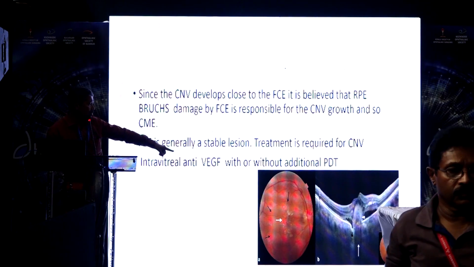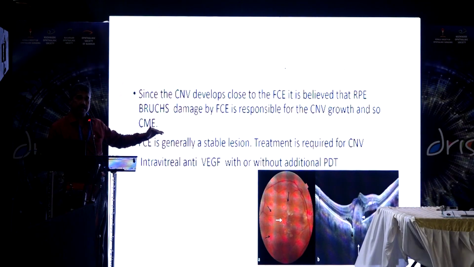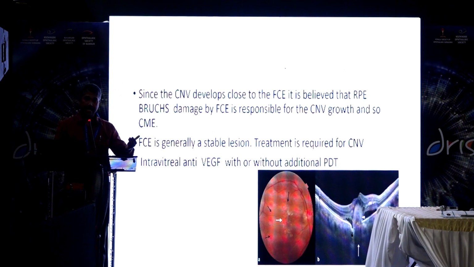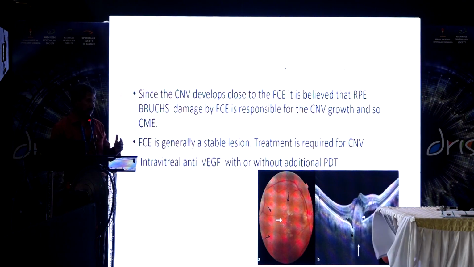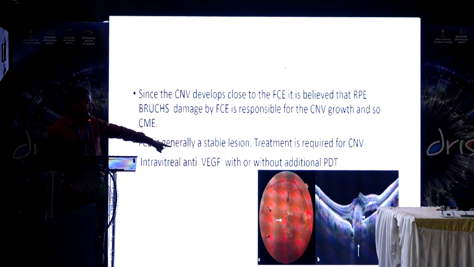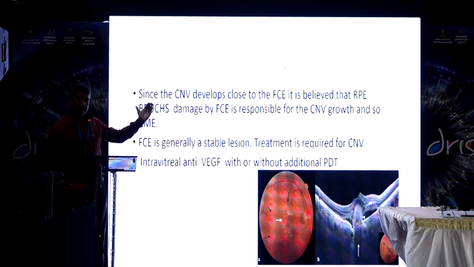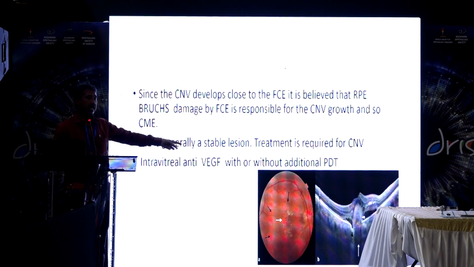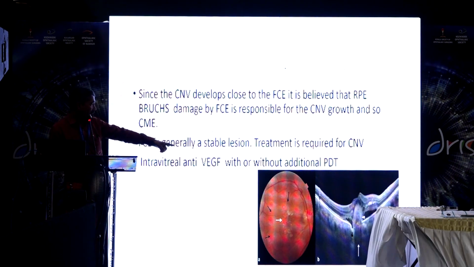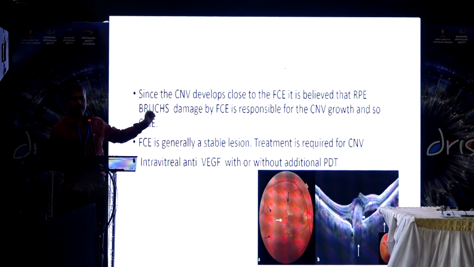Later, the pachychoroidal vessels there will leak. So in the later phases of the ICG angiogram, you will see leak. Initially you will see hypo, later you will see hyper. This choroidal excavation actually causes damage to the Bruch's membrane and the RPE layer. So when you do FFA, you will actually see a window defect there. And these patients may be associated with cystoid macular edema.